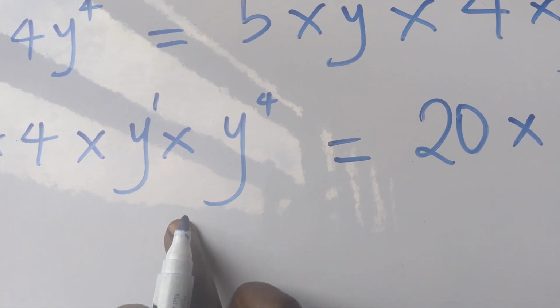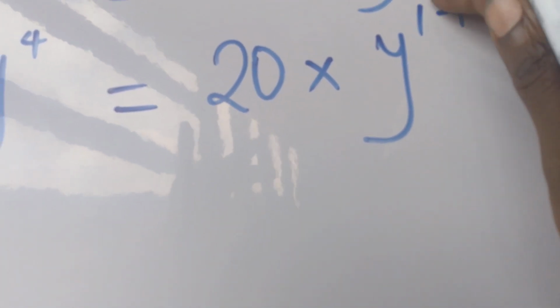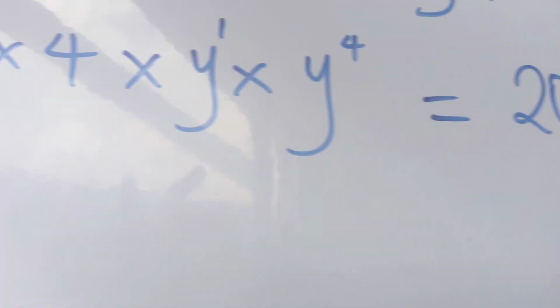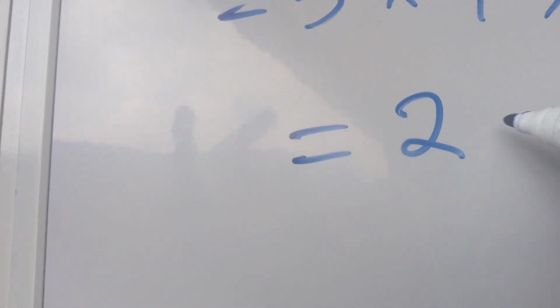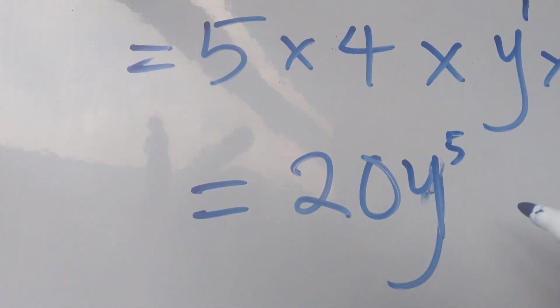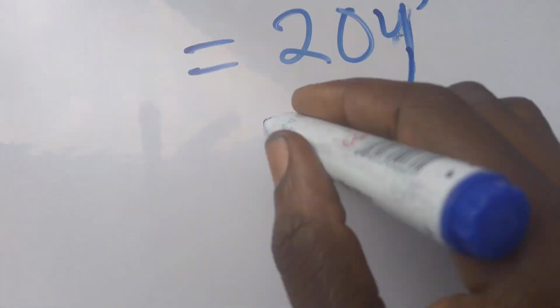So this now will be equal to 5 times 4, which gives you 20, times this. Now you apply the multiplication law of indices here, that is y raised to power 1 plus 4. And 1 plus 4 is 5. So this will be equal to 20y raised to power 5.